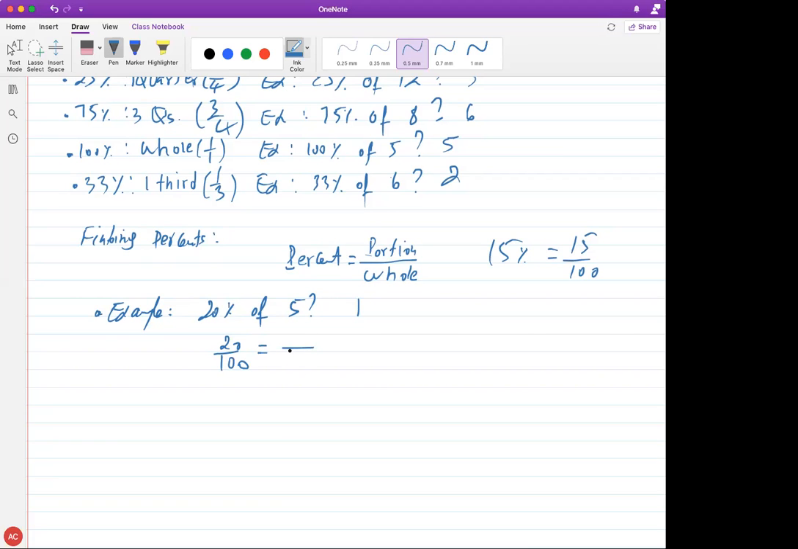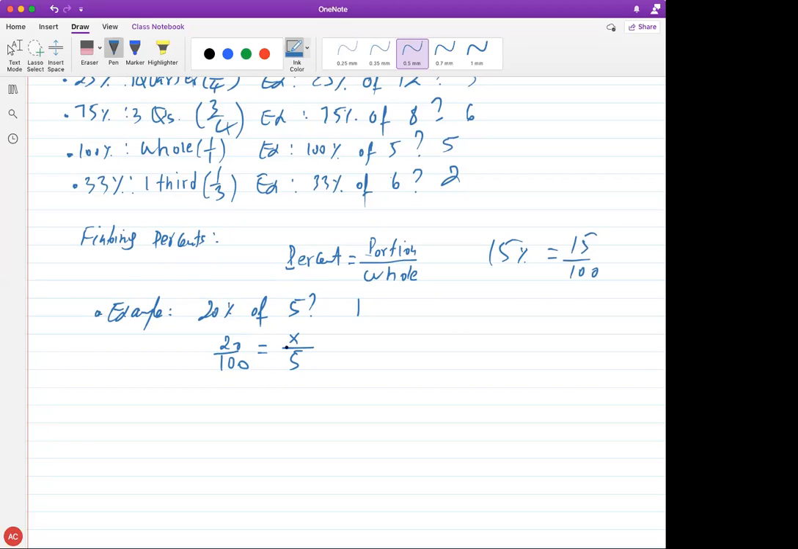Then you need another fraction. So percent is this one. The other one is portion over whole. So 20% of 5. So 5 is the whole. We don't know the portion here. Let's call it x. Once you have that, the rest is simple.